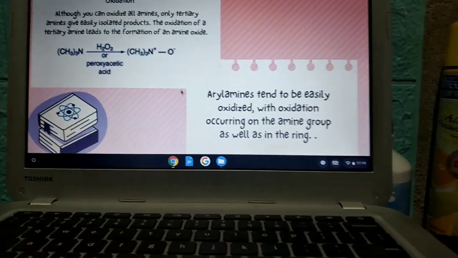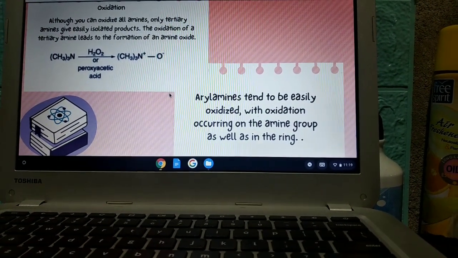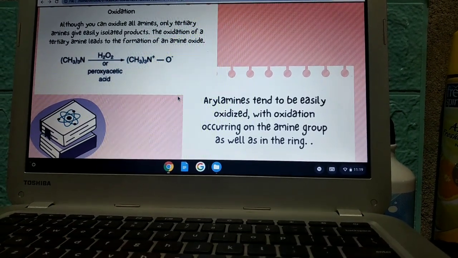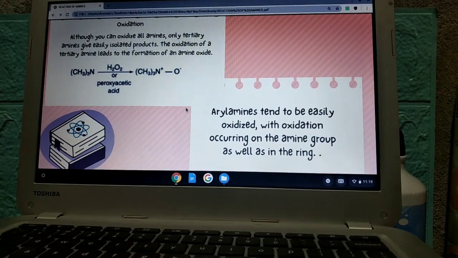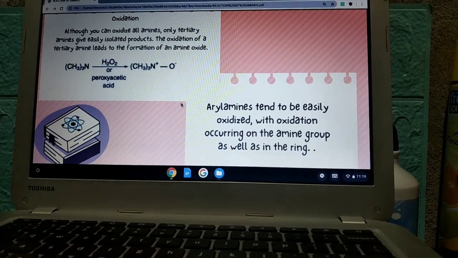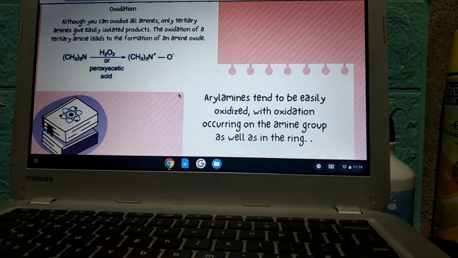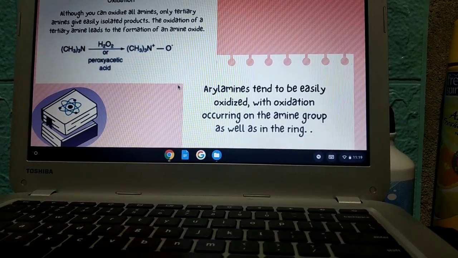Oxidation. Although you can oxidize all the amines, only tertiary amines give easily isolated products. The oxidation of a tertiary amine leads to the formation of an amine oxide. Arylamines tend to be easily oxidized, with oxidation occurring on the amine group as well as in the ring.